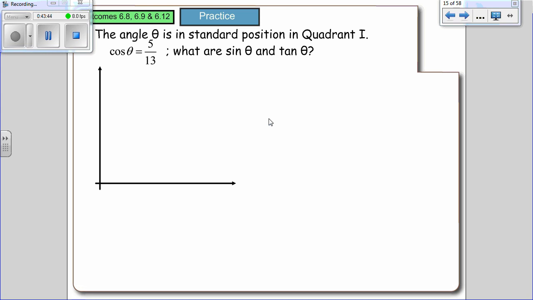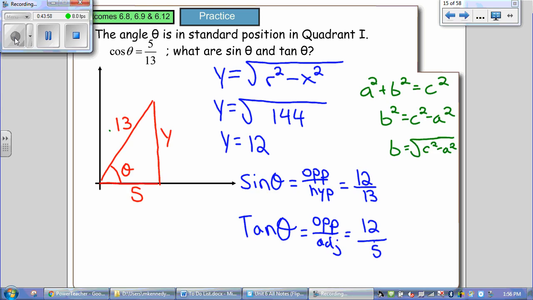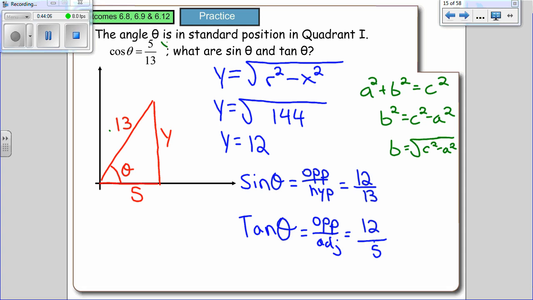If you're looking at this question, 5 over 13 gave you 2 things. It gave you your x value, and it gave you your r value. That lets you set up your triangle. You then use Pythagorean theorem to find your other side. And once you have that side of 12, you can set up your other ratios. Awesome. Thank you.